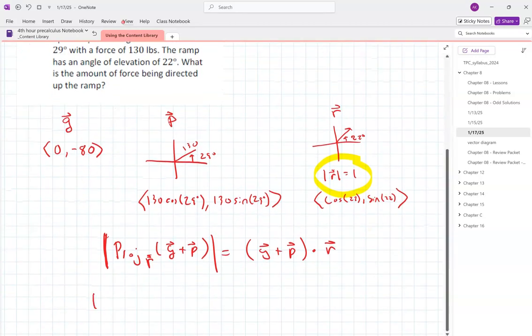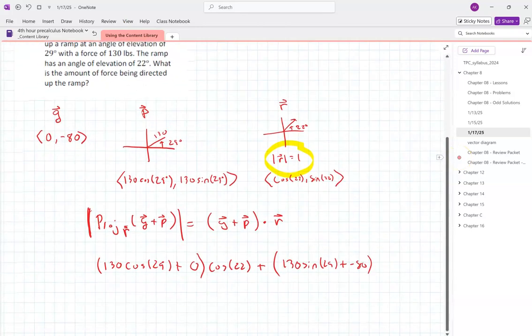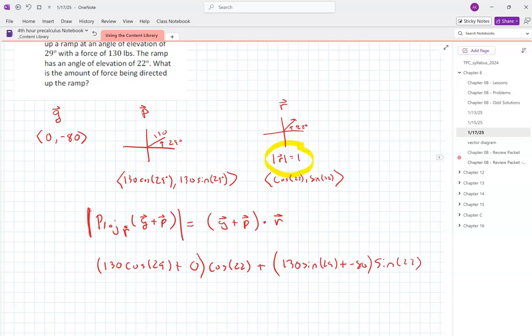So the dot product is just going to be the sum of the x components multiplied by the x component from R, and then the y components added together, so 130 sine 29 plus -80 times sine 22. So that's what I would do there.